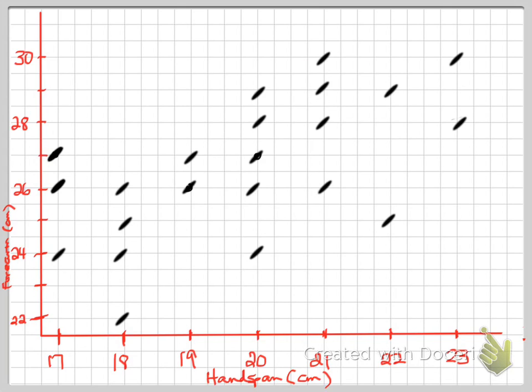Looking at this, what kind of data do we see in this? What kind of trend? Well, we can see that there is a positive correlation or an upward trend of the data. So as the hand span goes up, so does the forearm length.